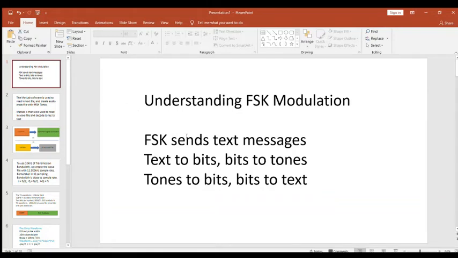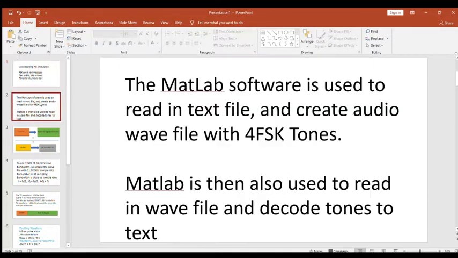Folks, let's go over a quick understanding of FSK, an overview of the slides here. So FSK, we're going to use to send text. We're going to convert the text to bits, bits to tones, and then on the receive end, we're going to take the tones back to bits and the bits back to text.